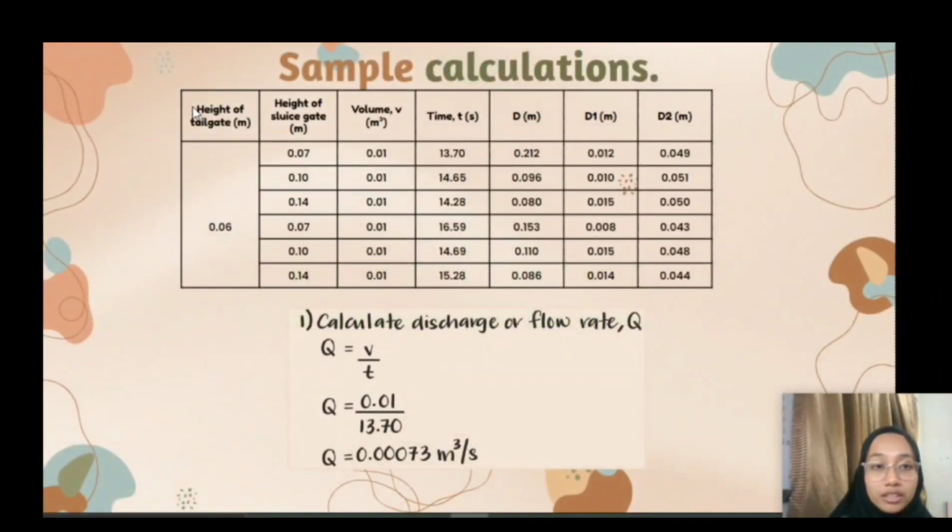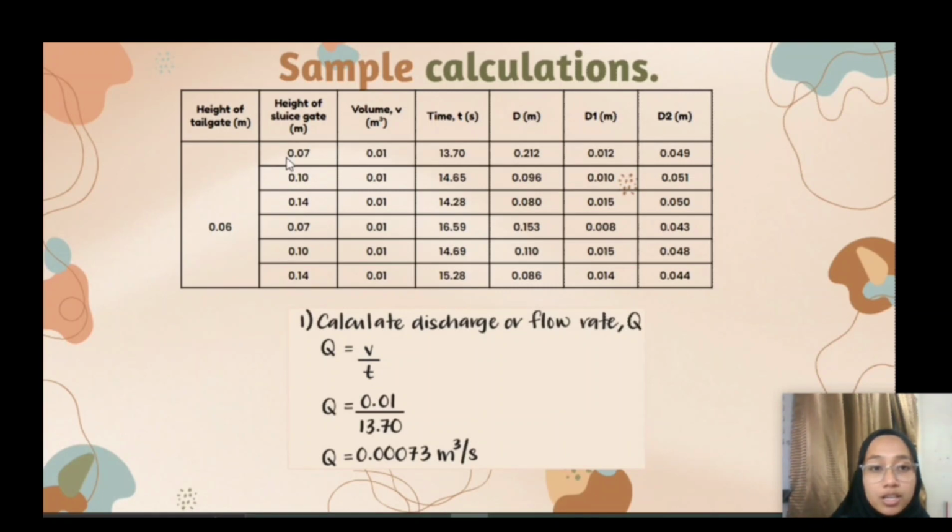Based on the experiment, we tabulate the result: height of tailgate, which is 0.06 meter, height of sluice gate, volume, time, D, the subcritical depth, D1, supercritical depth, D2, subcritical depth after sluice gate. First, we need to calculate the discharge or flow rate Q using the formula. Flow rate Q equal to volume V divided by time T.